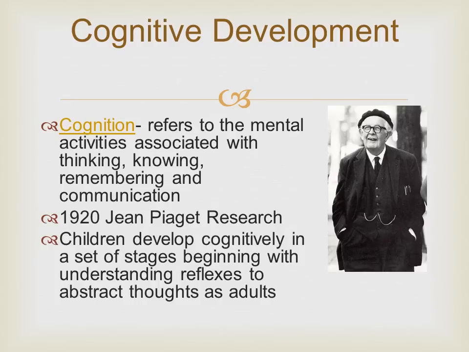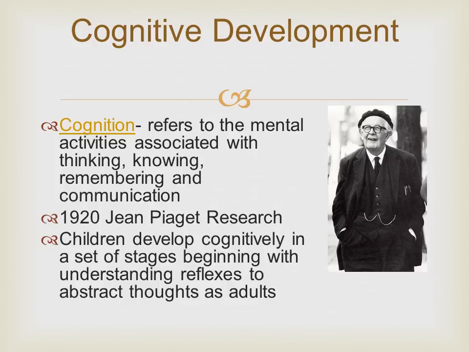Okay, so now we're going to be looking at the cognitive development of infancy and childhood. So cognition refers to the mental activities associated with thinking, knowing, remembering, and communicating. So this particularly is going to be looking at what age should children be able to remember something, or be able to have the skill to complete a certain task. Jean Piaget in 1920 started researching and exploring this certain area.